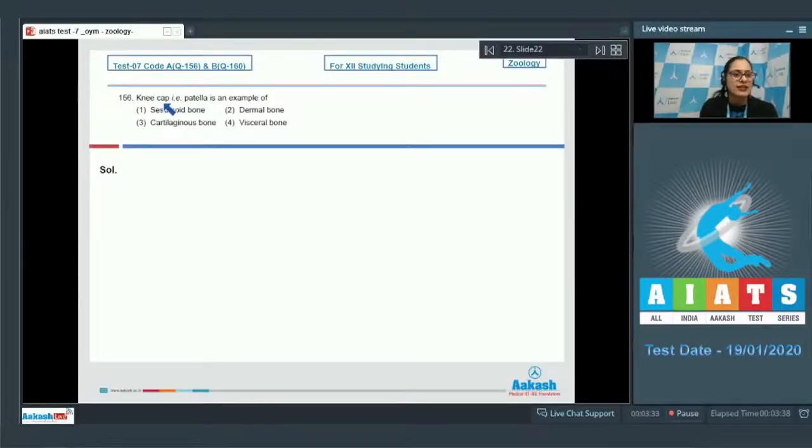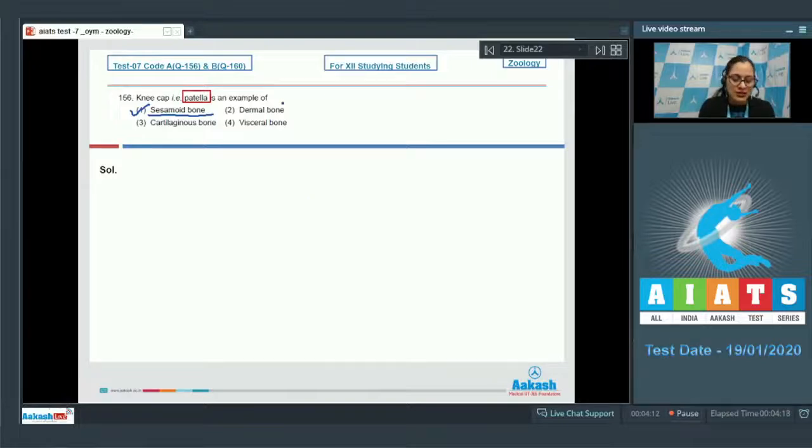Question number 156. Kneecap, that is patella, is an example of, and the options given are sesamoid bone, dermal bone, cartilaginous bone, visceral bone. Kneecap or patella is an example of option number 1, sesamoid bone. Sesamoid bones are formed in certain tendons at the joints. Let's discuss the rest of the options.